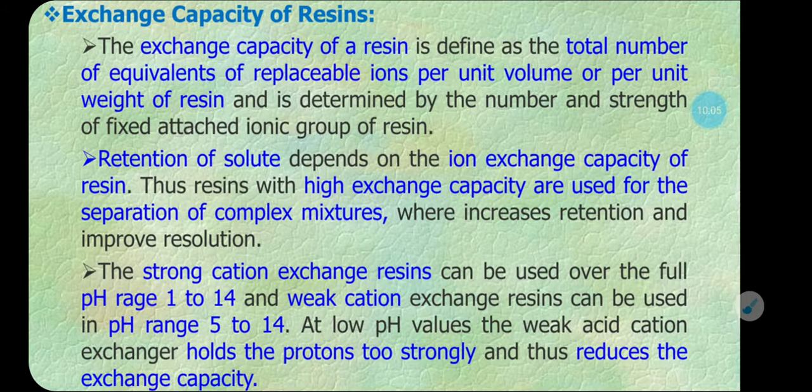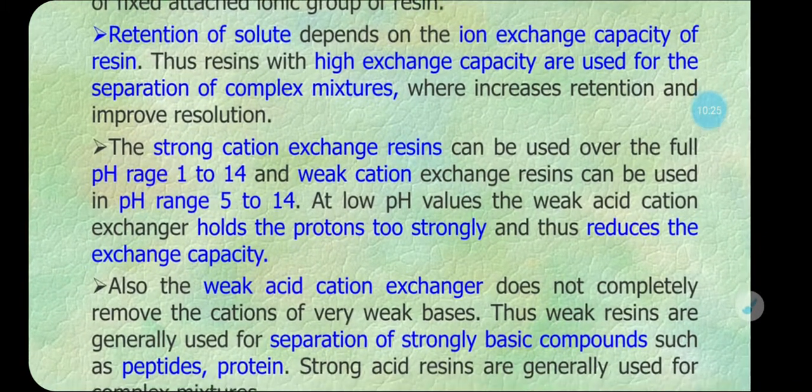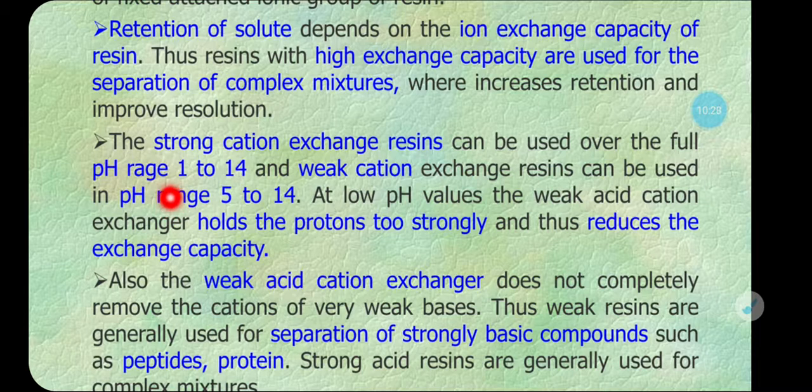Retention of solute depends on the ion exchange capacity of the resin. Thus, resins with high exchange capacity are used for separation of complex mixtures, where they increase the retention and improve the resolution. The strong cation exchange resin can be used over the full pH range of 1 to 14, and the weak cation exchange resin can be used in the pH range 5 to 14. At low pH, the weak cation exchange resin holds the proton too strongly and thus reduces the exchange capacity.